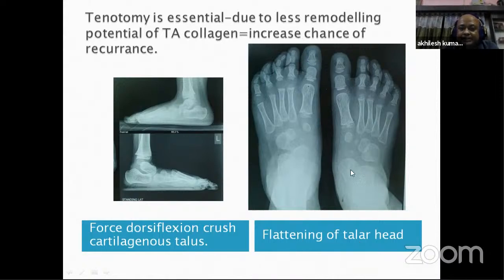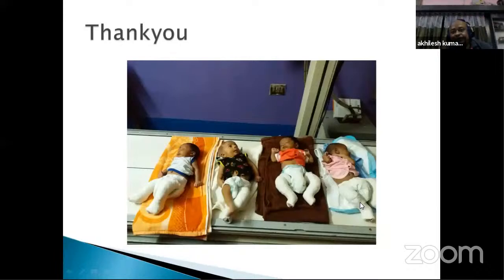This is one of my cases, and you can see this is the CTEV foot. This is the shorter foot, because this is the longer foot and this is the shorter foot. And you can see the talus. There is some flattening of the talus. In this case, I did not do the tenotomy, because 5-6 years earlier, tenotomy was not that popular. So you can see the clear difference from the forced dorsiflexion. This is the normal talus and this is the flattened talus. So by tenotomy, you can also prevent this. Thank you so much.